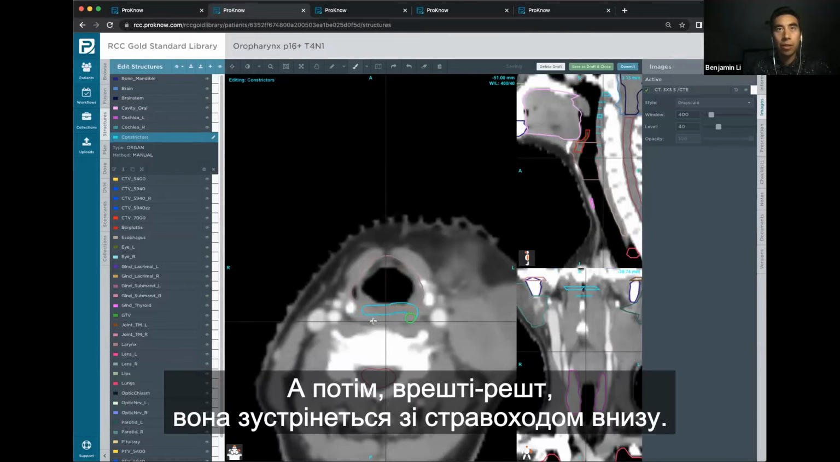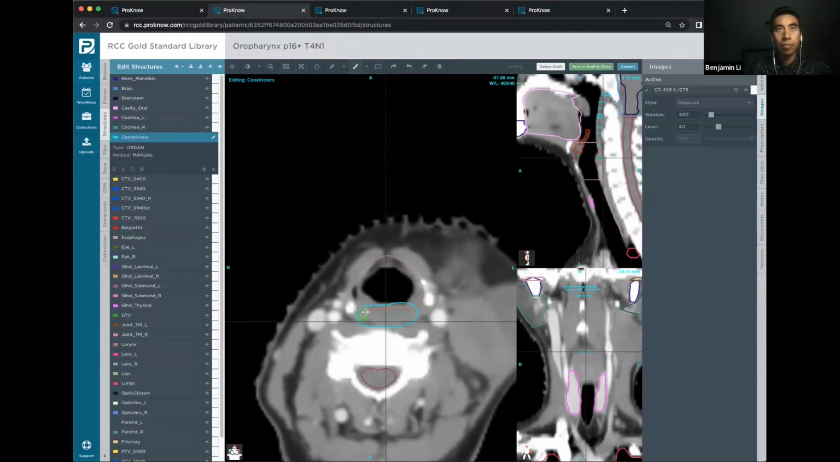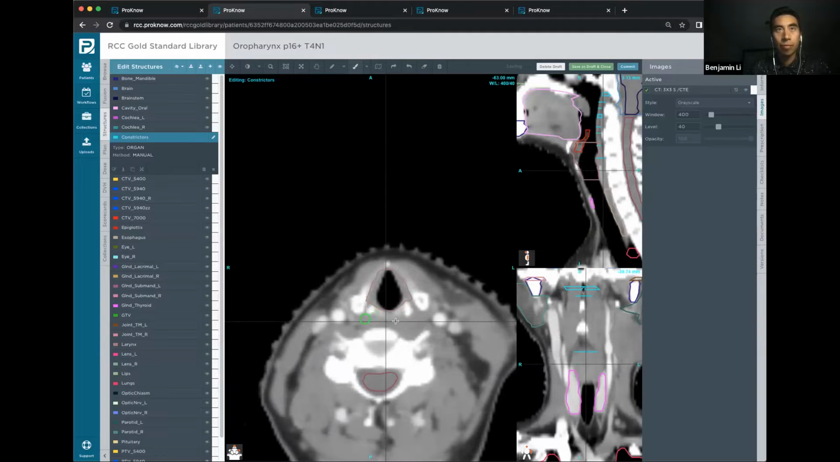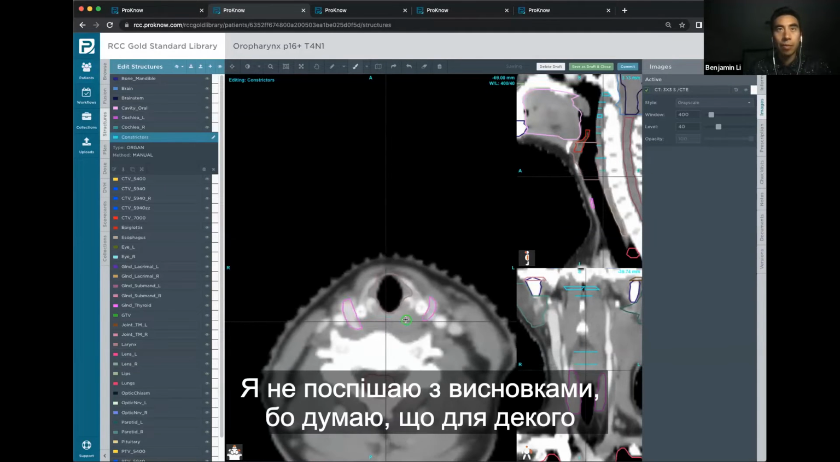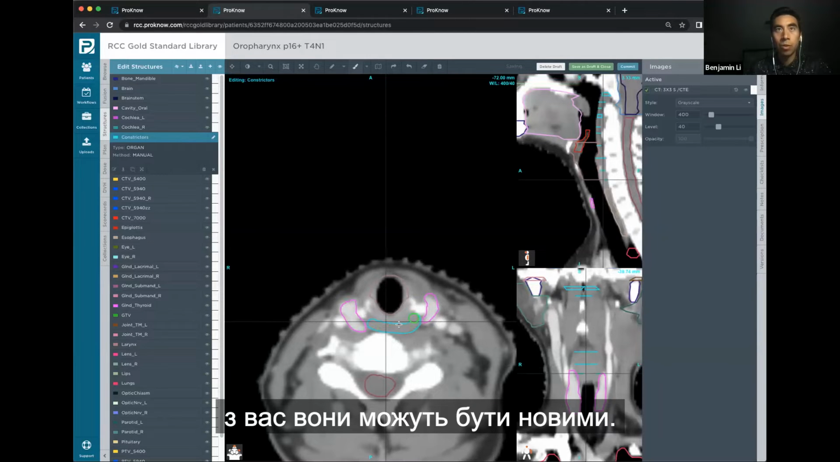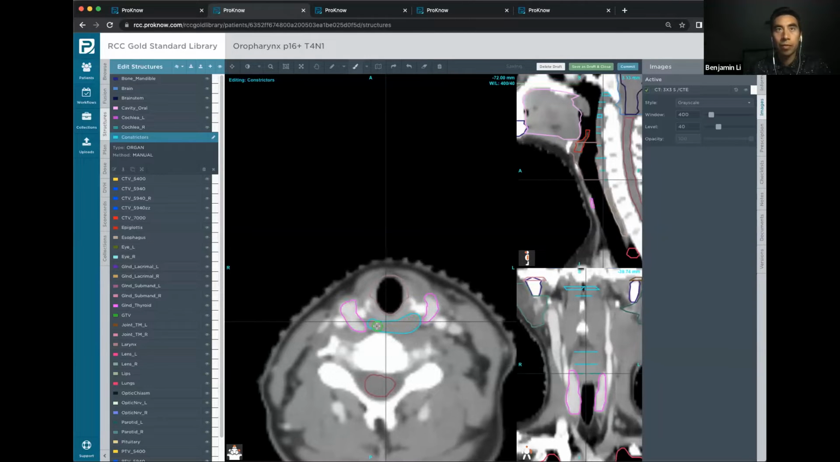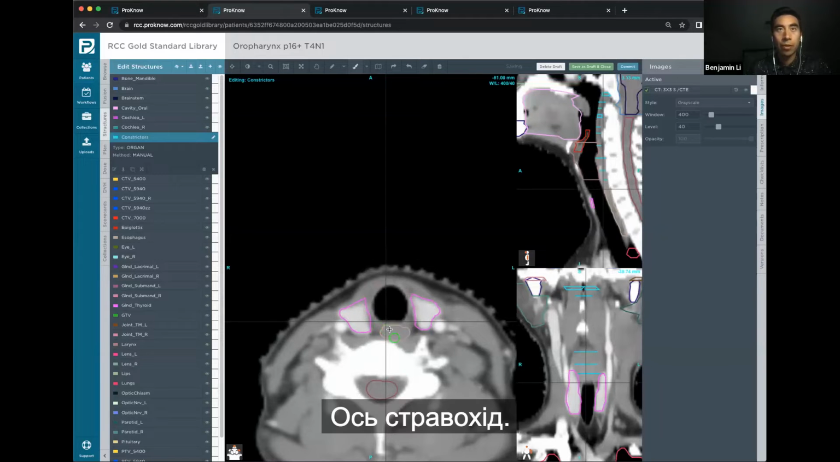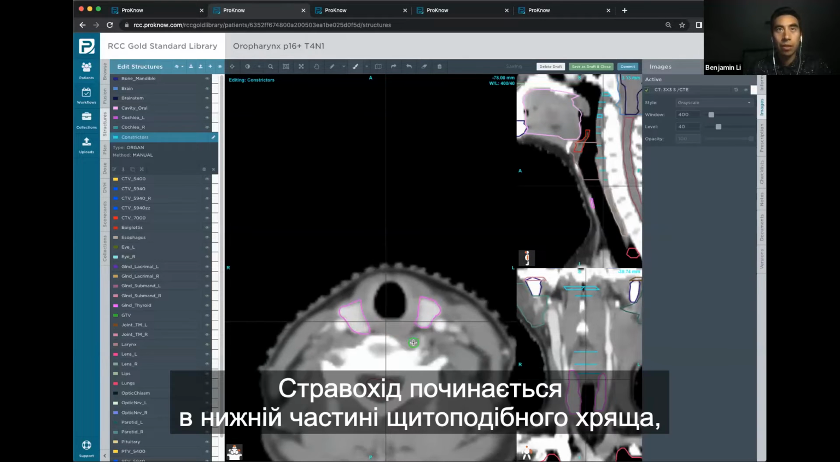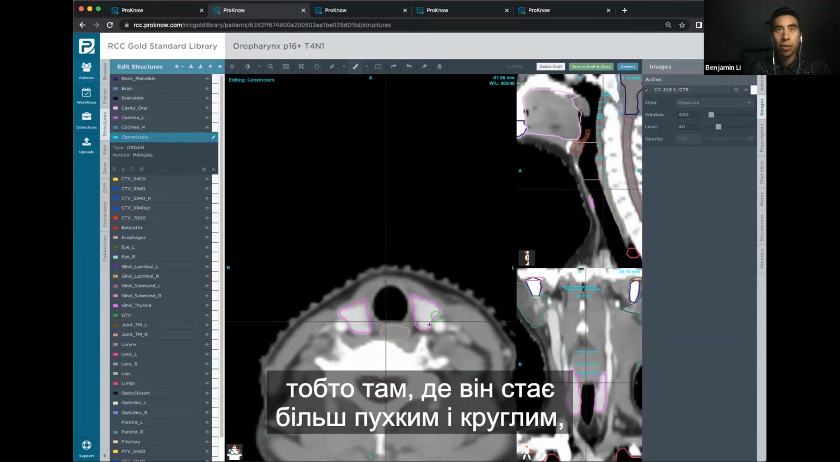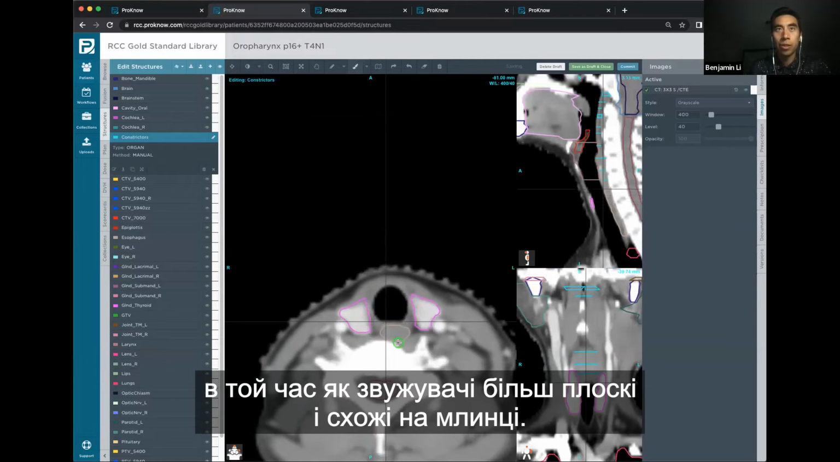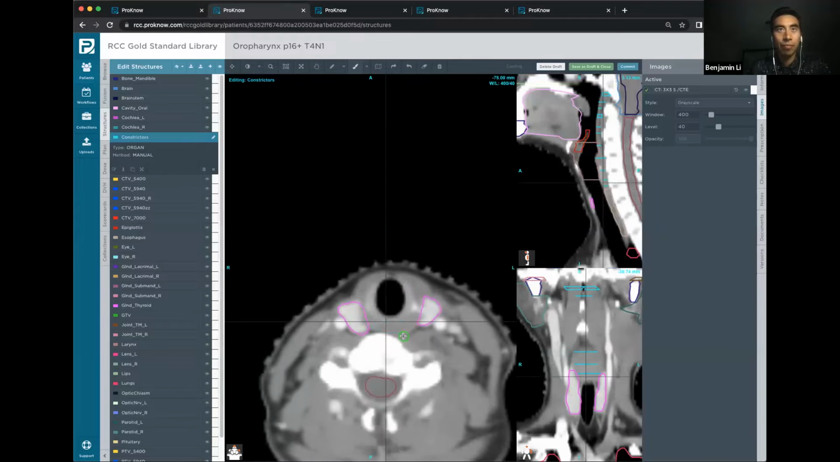And then eventually it's going to meet the esophagus at the bottom. Okay. I'm taking time to go through this one completely because I think this might be a new one for some of you. So here's the esophagus. The esophagus starts at the bottom of the cricoid cartilage, or basically where this thing starts to get plumper and more round, whereas the constrictors are more flat and pancake-like.